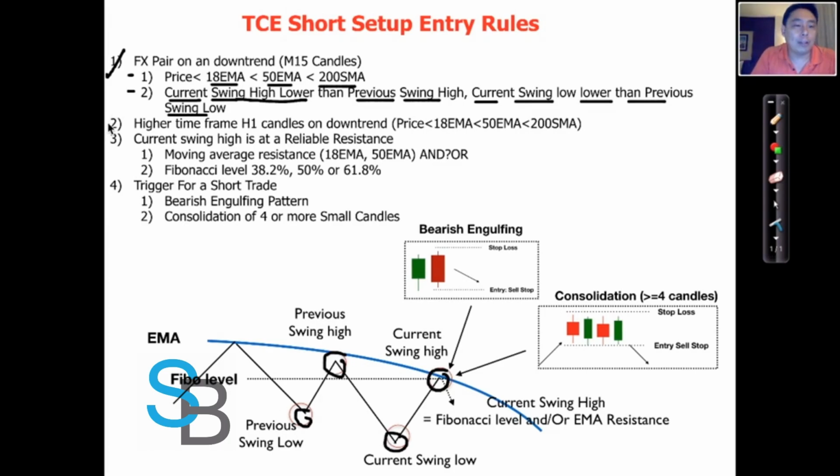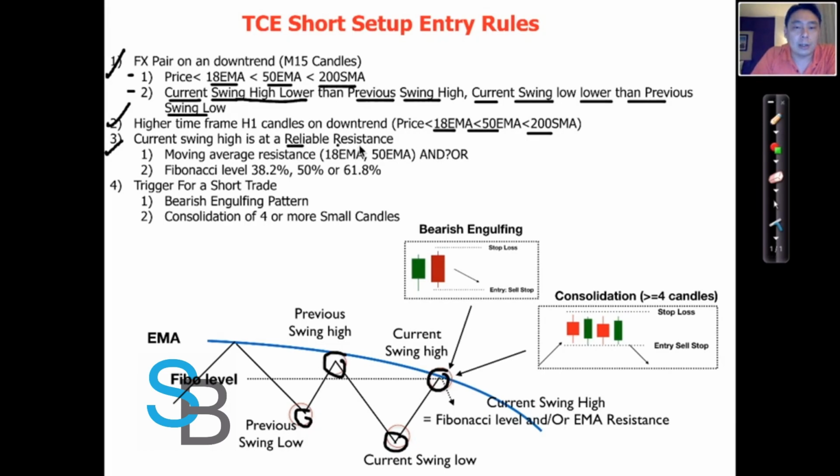Next, once you have looked at the 50-minute candle time frame, check the hourly candle time frame to ensure the moving averages are also in the downtrend sequence, 18 below 50 and then below 200 moving average. Next thing to ensure is that before you enter short, the price at the current swing high is facing some kind of a resistance, a reliable resistance level.